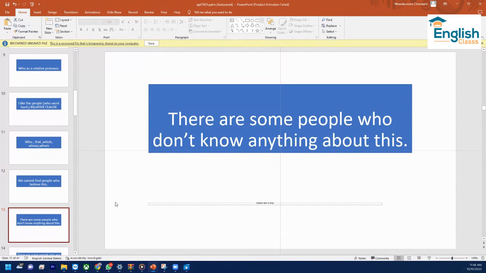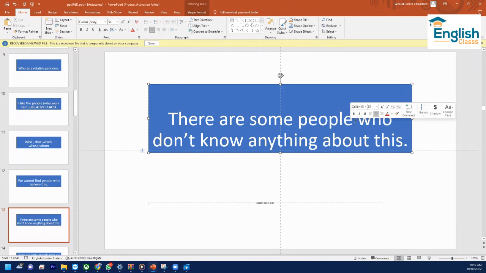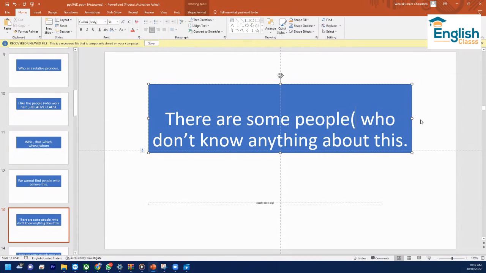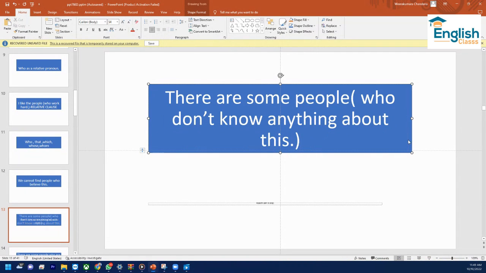Next example. There are some people who don't know anything about this. Here, in this sentence, the relative pronoun is who. Who don't know anything about this is the relative clause. There are two clauses in this sentence. First one is there are some people. Second clause is who don't know anything about this.